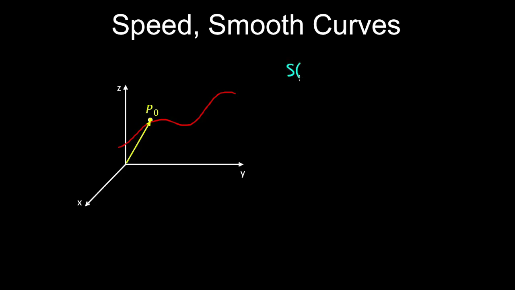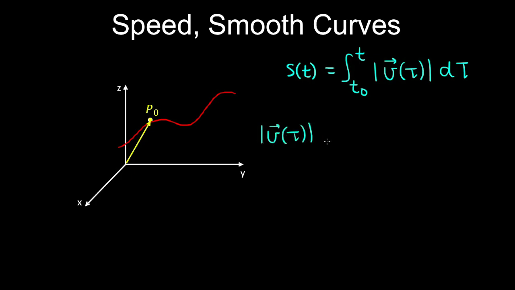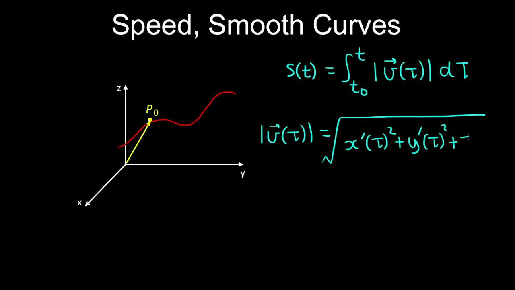Given the directed distance, or arc length function, was defined as the integral from t0 to t, and we integrate the magnitude of velocity over tau using the dummy variable, and for a smooth curve, v of tau has continuous first derivatives, so that was equal to the square root of x dash of tau squared plus y dash of tau squared plus z dash of tau squared.